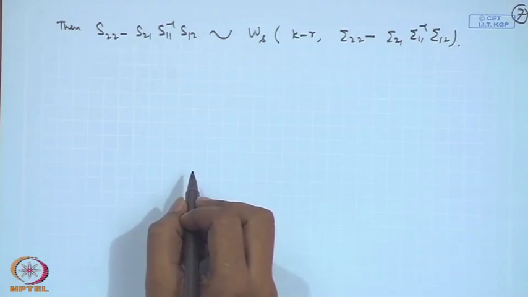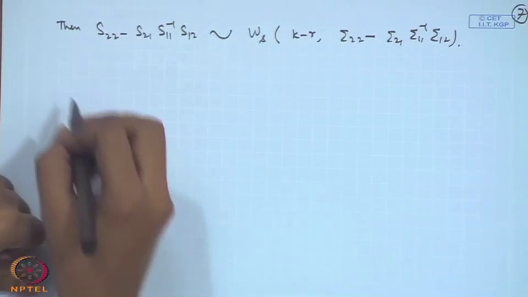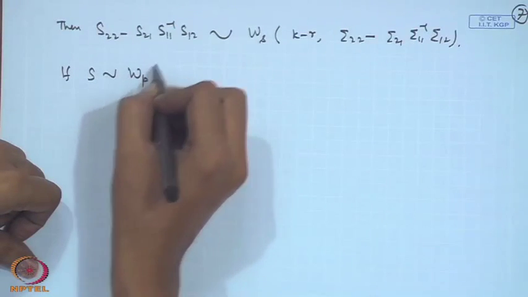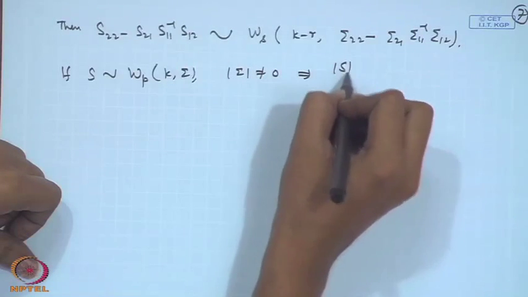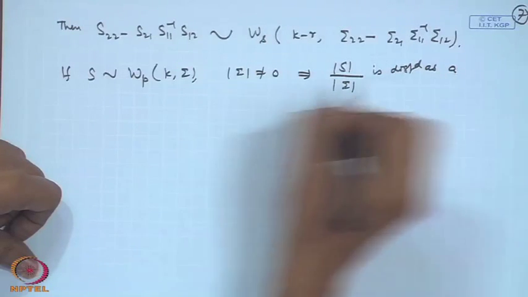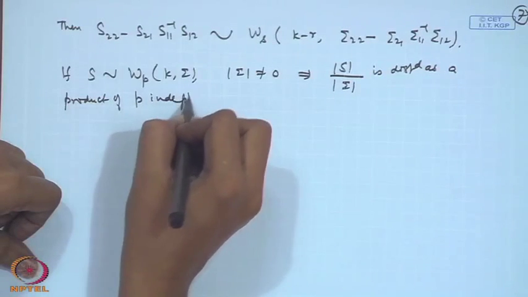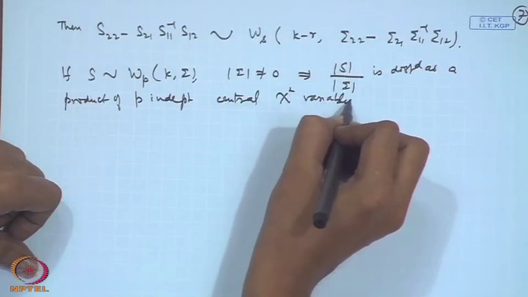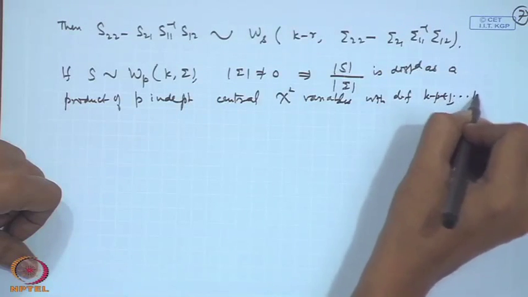One more representation of the decomposition of the Wishart determinant is given by the following. If S follows Wishart(k, sigma), determinant of sigma non-zero, then determinant of S by determinant of sigma is distributed as a product of p independent central chi square variables with degrees of freedom k minus p plus 1 and so on, k minus 1, k.